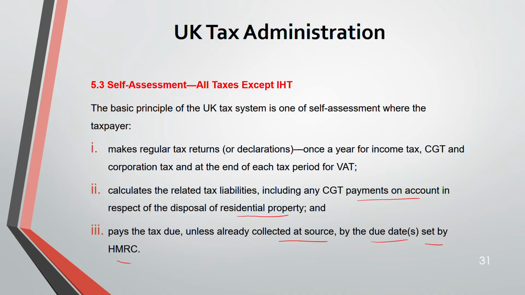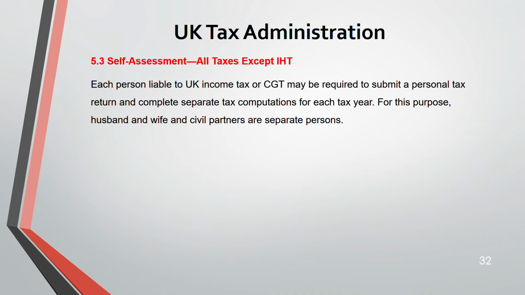Next, each person has to submit a personal tax return and complete separate tax computations for each tax year. Remember, husband and wife are separate persons for the purpose of tax. Husband might have an income, wife might have an income. Their incomes are not joined together. Rather, both of them are chargeable to income tax, whatever type of tax. They're treated as separate persons.